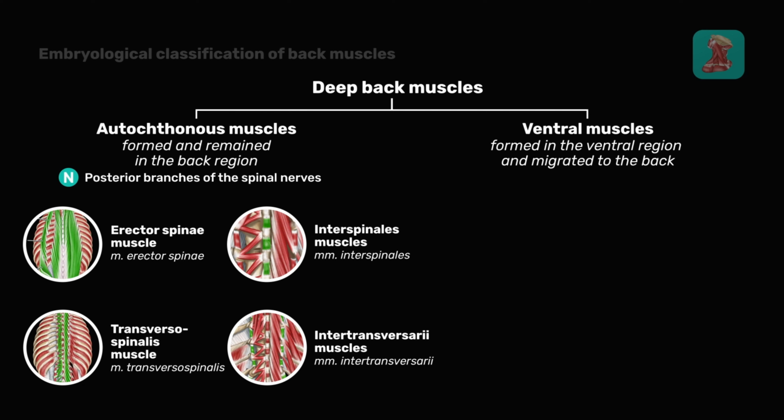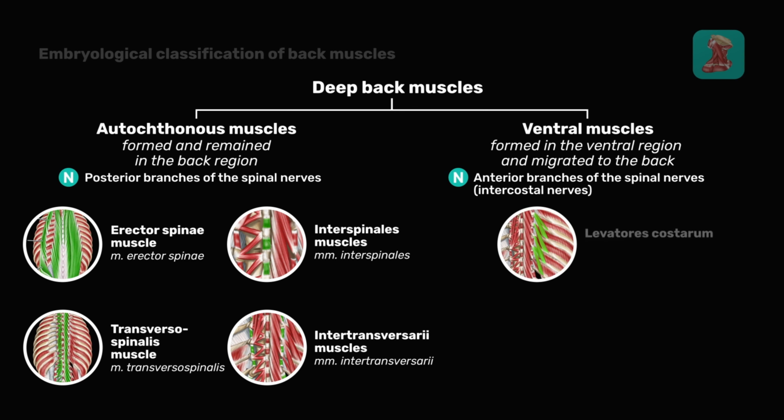Ventral muscles formed in the ventral region during embryogenesis, and only then they migrated to the back. They are innervated by the anterior branches of the spinal nerves, which are called intercostal nerves. Levatores costarum muscles. According to the embryological classification, the following groups are distinguished among the superficial muscles of the back.